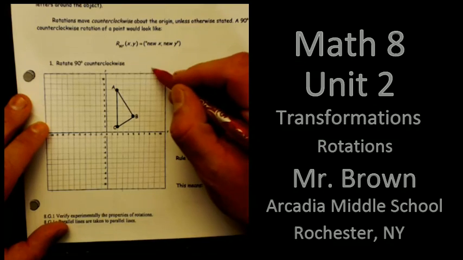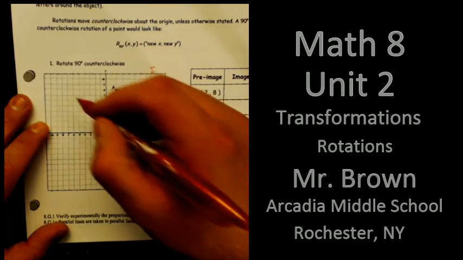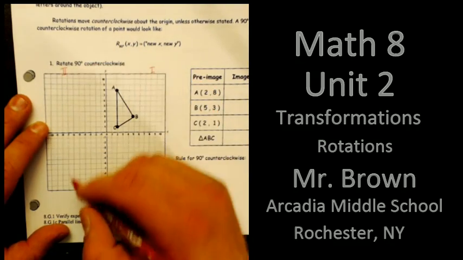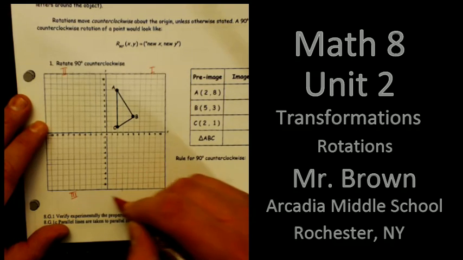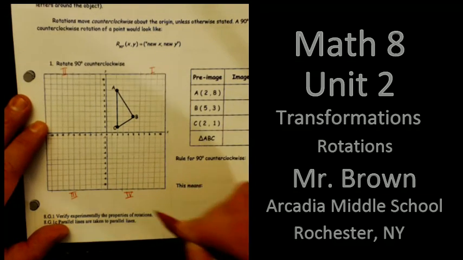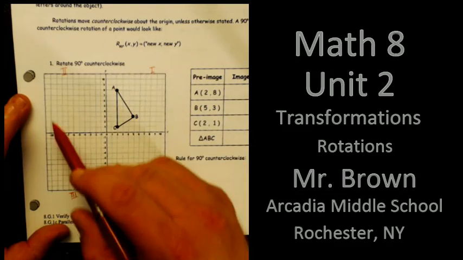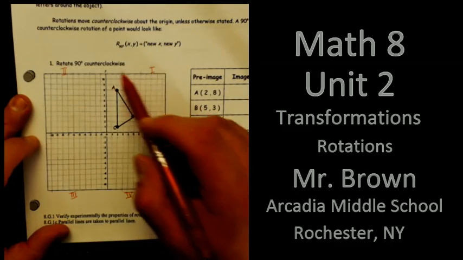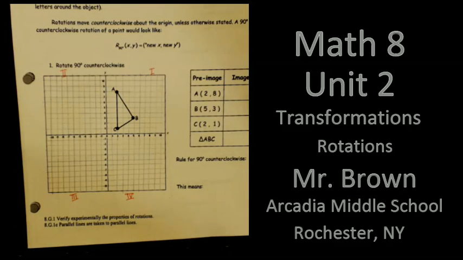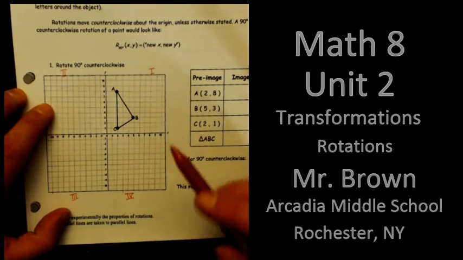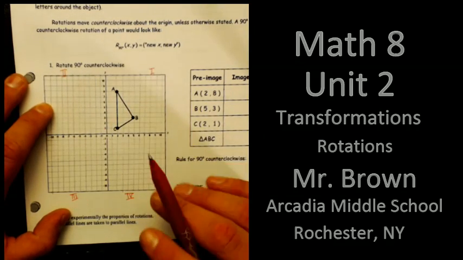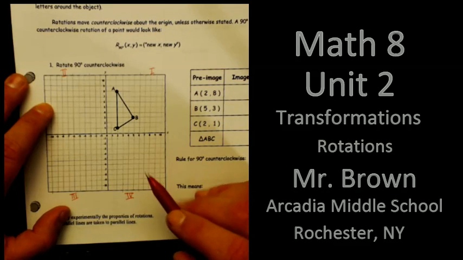Well, you have to remember that this is quadrant 1, this is quadrant 2, this is quadrant 3, and this is quadrant 4. Okay? When you go counterclockwise, it's really a left-hand turn. This would go against the hands of a clock. So anyways, when you rotate 90 degrees, what you're going to do is you're going to turn your paper.